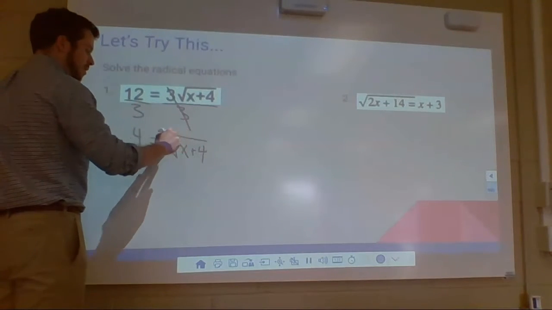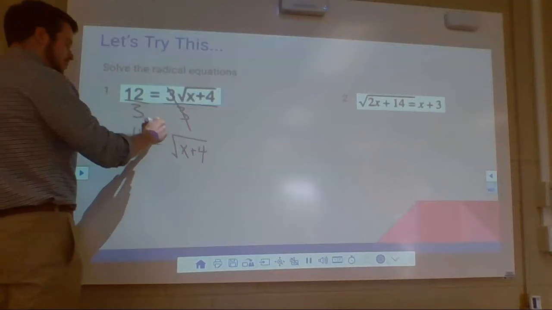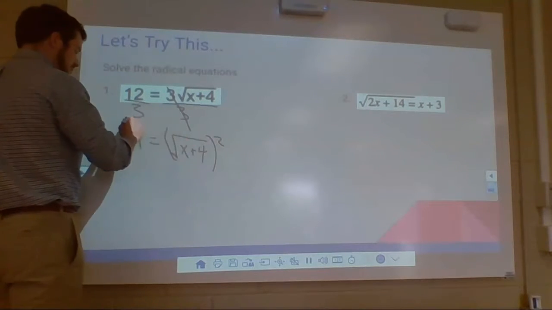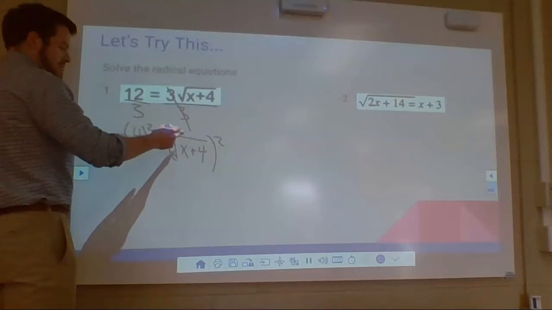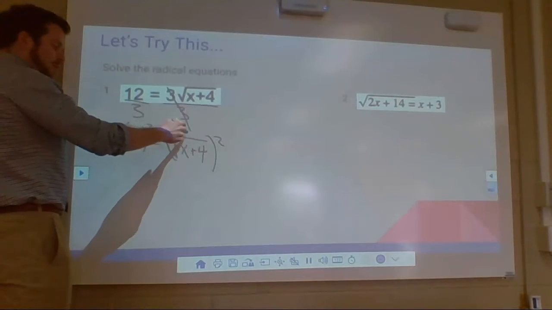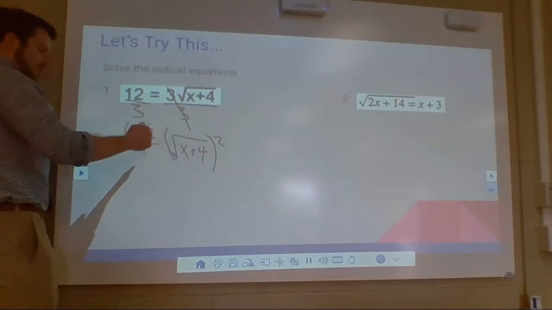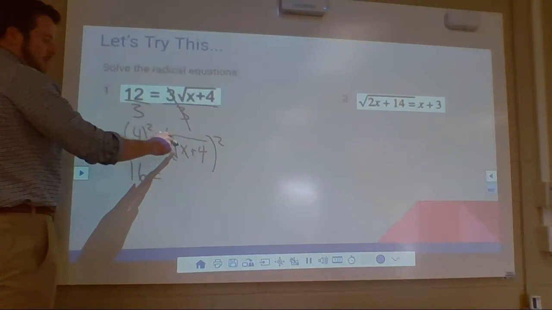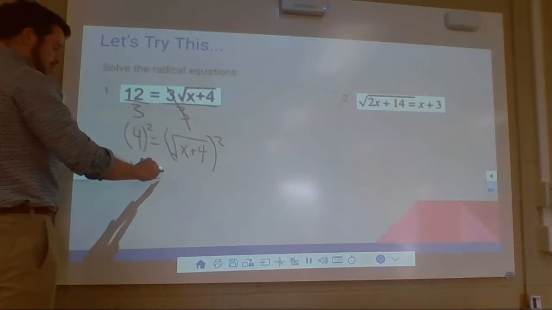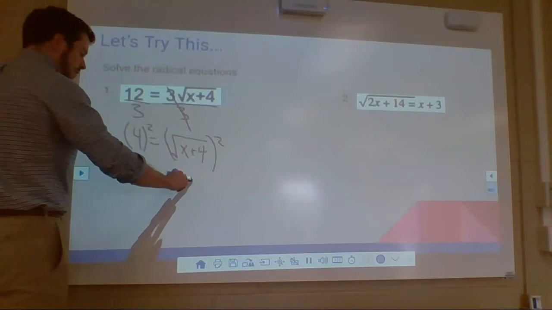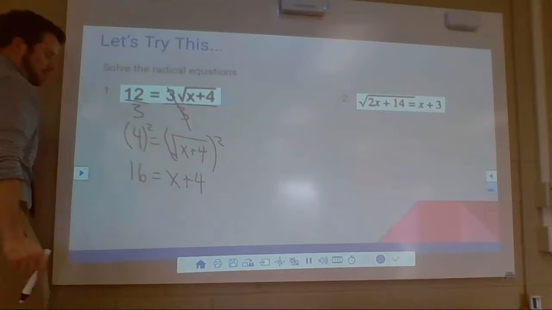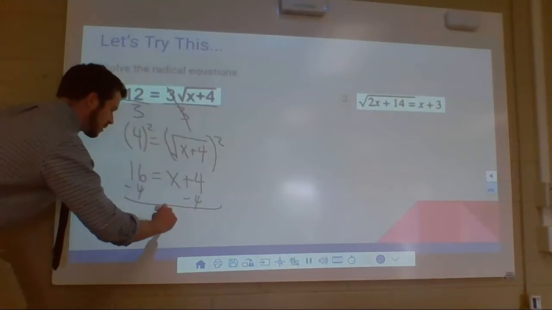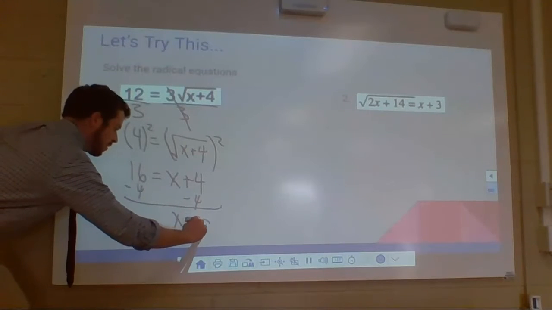Now to get rid of the radical, since it's a square root, I'm going to square both sides, because the inverse operation of a square root is an exponent of 2. So I'm going to square both sides. 4 squared is 16. And then the square root of x plus 4 squared is just going to be x plus 4. That's how we're going to get rid of the radical, by squaring it. And then we can just solve this. Subtract 4, and we'll get x equals 12.